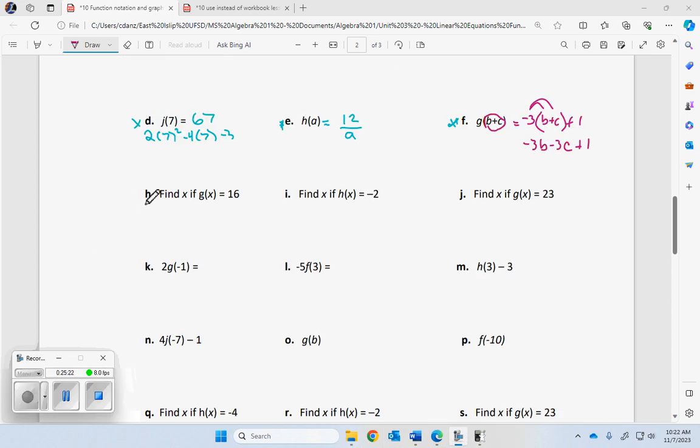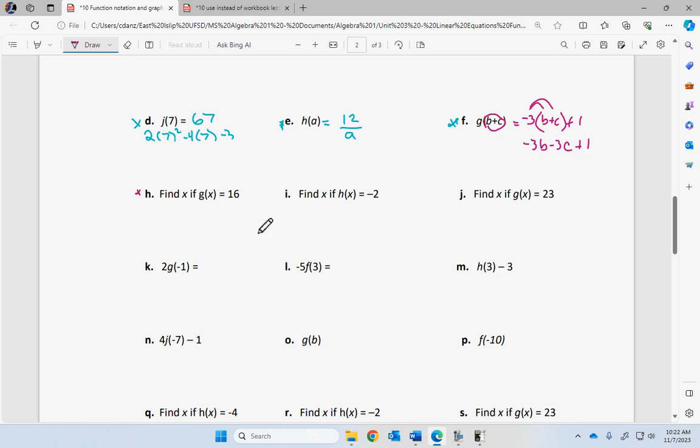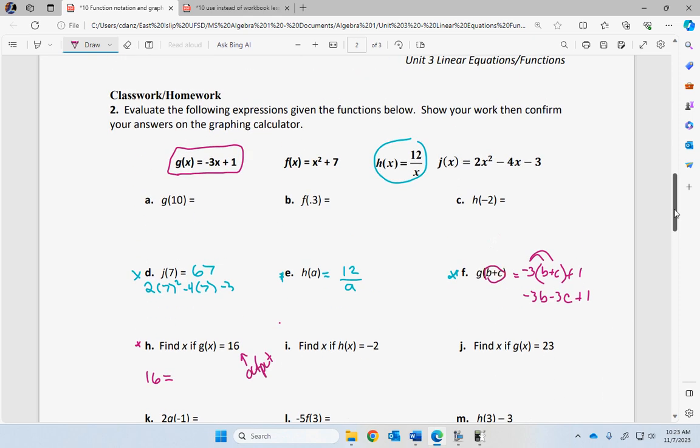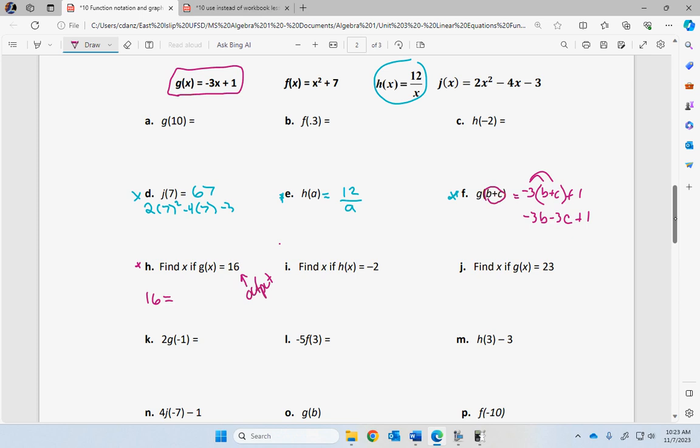Remember not to be tricked by things like letter H, I, and J. They're giving me the output here. That's an output. Okay, they're telling me the output of G is 16. I need to find X. I need to find the input. I just forget what G is. So I want to figure out what X gives me an output of 16. I'm just going to solve this. I could use my graphing calculator if I wanted to, but sometimes I think it's quicker for me to do it by hand, as long as I don't make my silly mistakes.